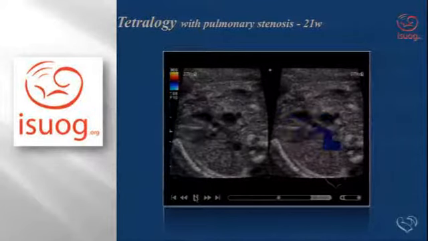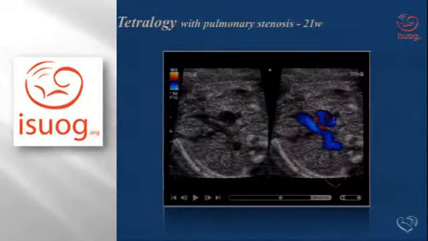So the features of tetralogy, on your three-vessel view, you'd have your superior vena cava, your aorta larger than the pulmonary artery, which is the opposite of normal. So we have a smaller than usual pulmonary artery, an aorta, and a superior vena cava. And you can see in this case, you can follow the arterial duct with forward flow from right ventricle through the main pulmonary artery and the duct, which is smaller than usual, coming into the descending aorta. So we have two vessels.